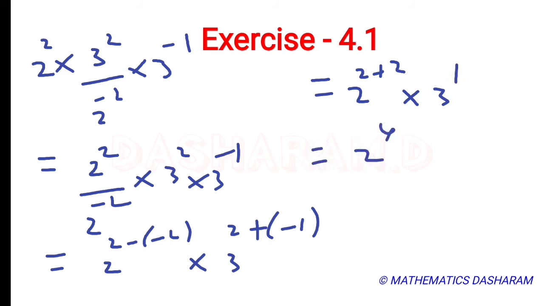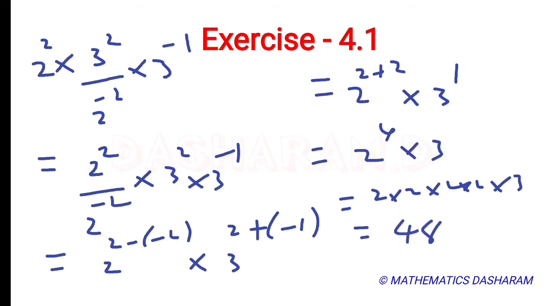So 2^4 × 3. 2^4 means 2 into 2 into 2 into 2, into 3. 2 2s are 4, 4 2s are 8, 8 2s are 16, 16 3s are 48.